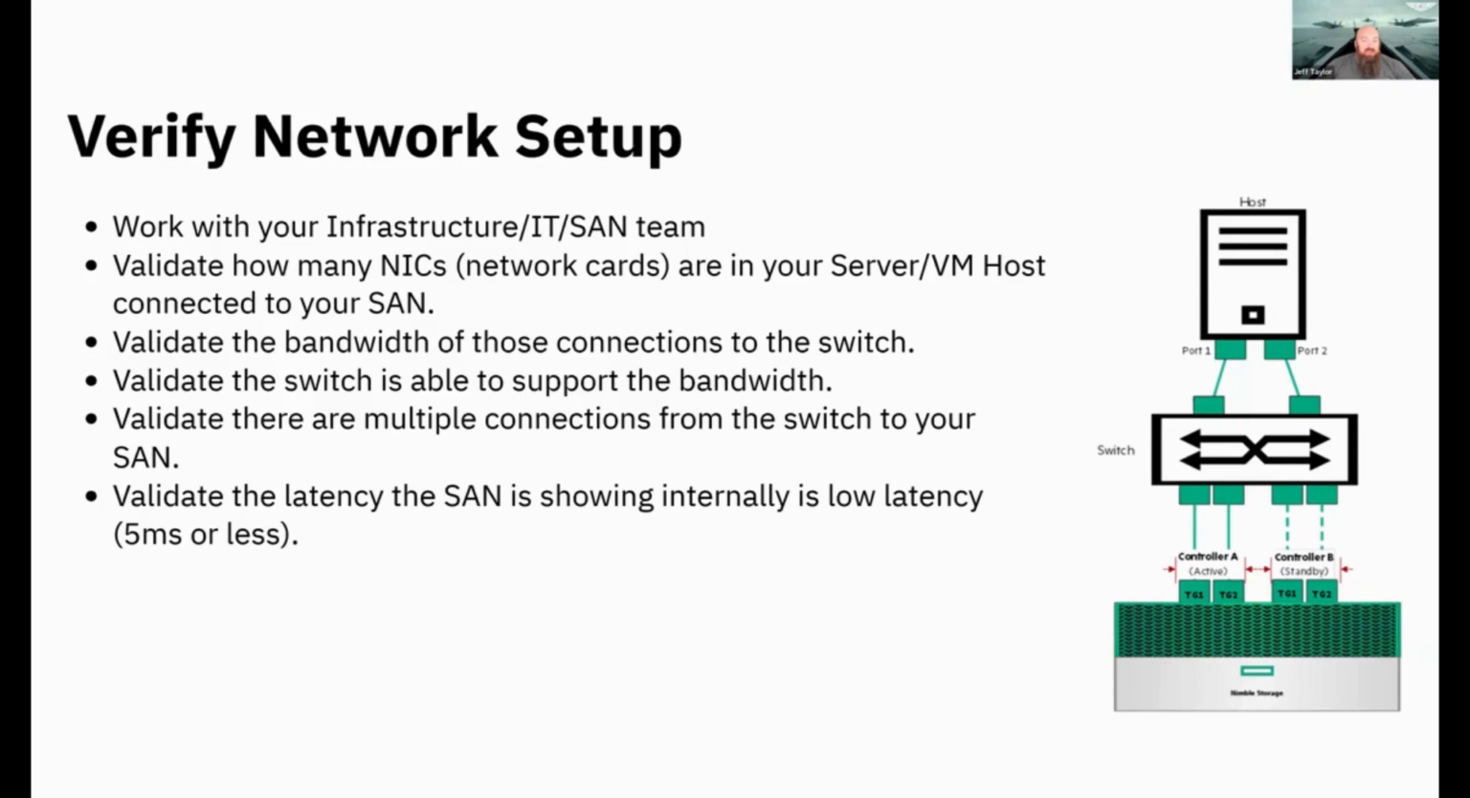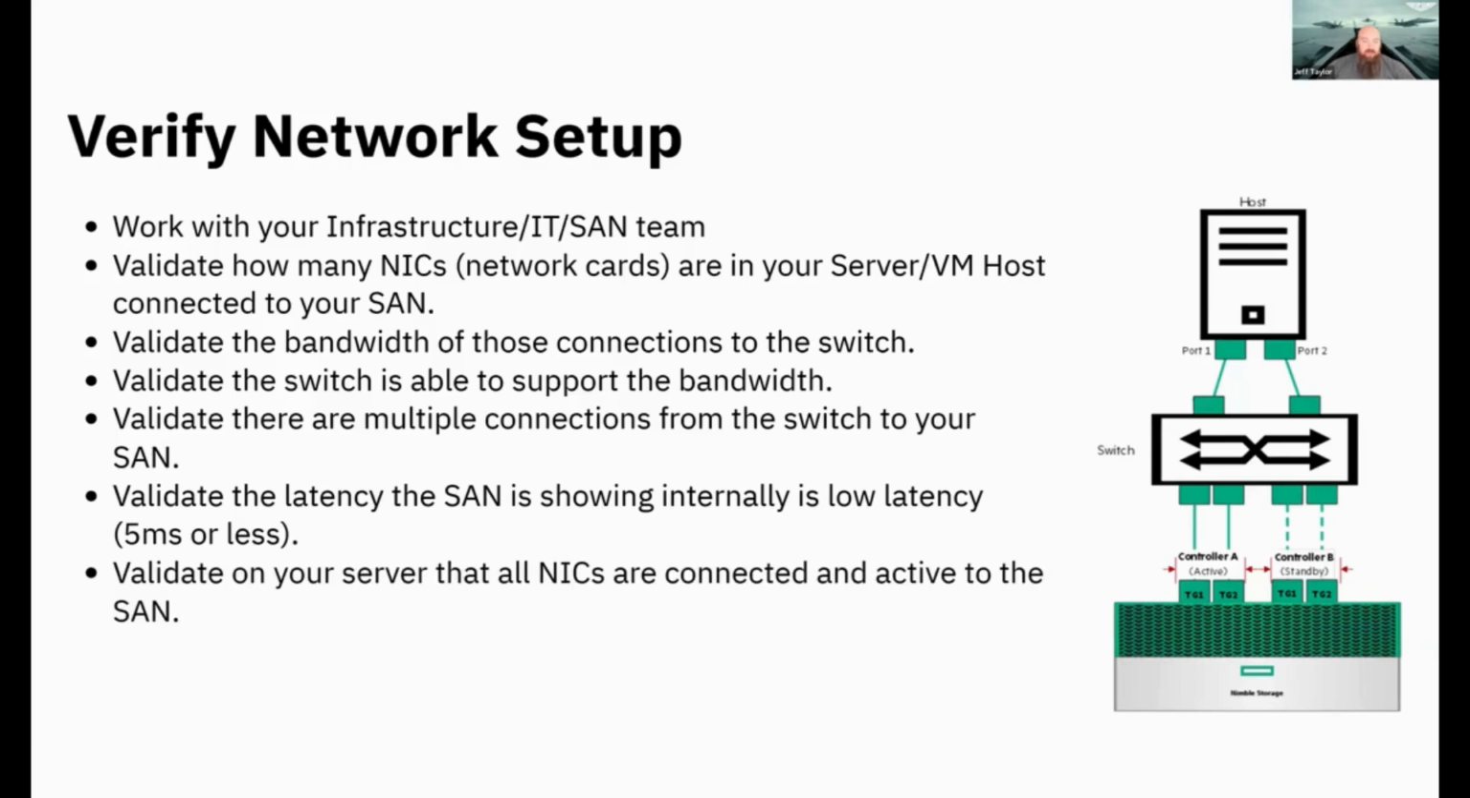Validate that the latency on the SAN is internally showing 5 milliseconds or less, right? And then once you get to the SQL server, make sure that it's 20 milliseconds or less. Validate on your server that all NICs are connected and are active on the SAN. Sometimes you could have NICs there, but they're not actually in use, so make sure that they're in use. Also, a good practice is to make sure that all the data is on its own network. Don't share the network with everybody else in the company, because as soon as they open up that next cat video and share it with the team, the bandwidth is going to go to crap, right?